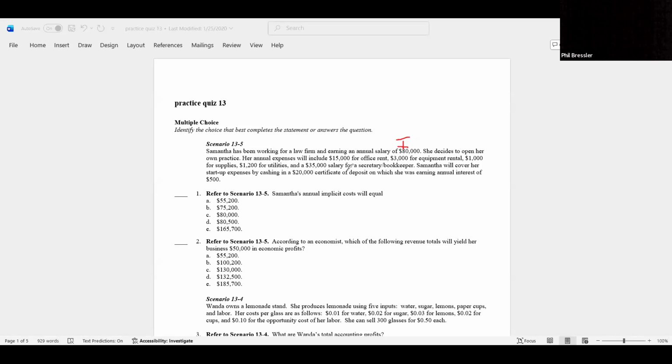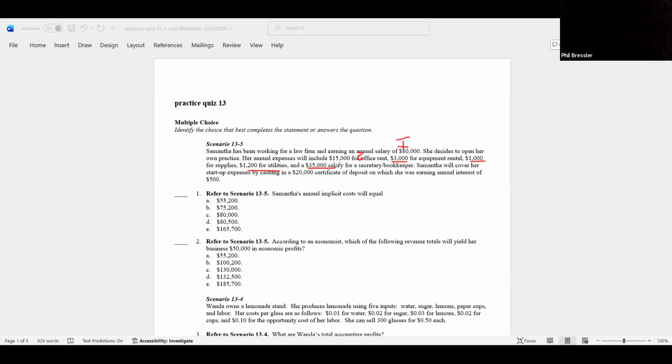Her annual expenses include 15,000 for office rent. Well, you got to pay money for that, so that's explicit. Okay, it's an E. 3,000 explicit. 1,000 for supplies explicit. I'll just underline the explicit. 1,200 for utilities explicit. A 35,000 salary for secretary explicit.